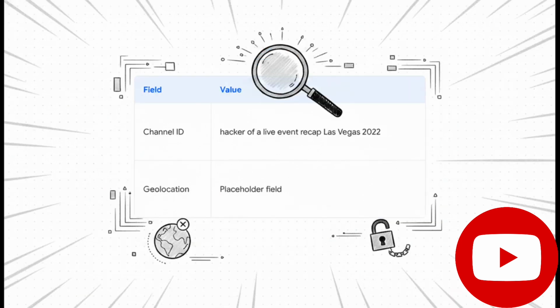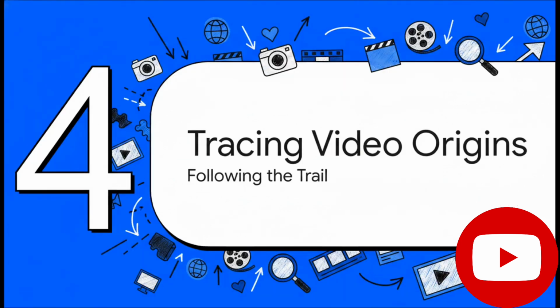The tool also pulls structural info that's completely stripped away from the main interface, like a specific hidden channel ID. And even more incredibly, if the uploader carelessly left their geolocation settings on, bam, you suddenly have physical world coordinates attached to a digital file. This is data completely invisible to the casual viewer. Let's move on to Section 4, tracing video origins and following the visual trail.